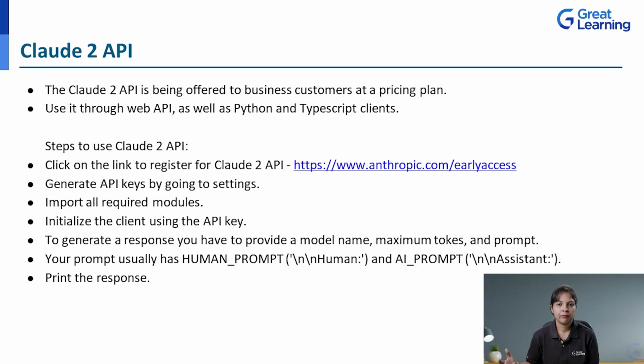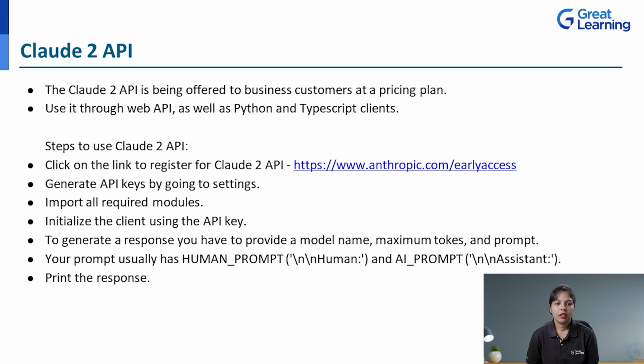Claude 2 API is available only for business users, and it's not freely available. You have to take the pricing plan or the pro plan of Claude 2, and only then can you leverage the feature of Claude 2 API. Although I'm going to talk here about the steps you have to follow, how you can write a program and make use of the API for your own use. Claude 2 API is being offered to business customers at a pricing plan, as I already told you. You can use it through Web API as well as Python and TypeScript clients. I'll demonstrate a program here, how you can write it and leverage the benefit of Claude 2 API for Python.